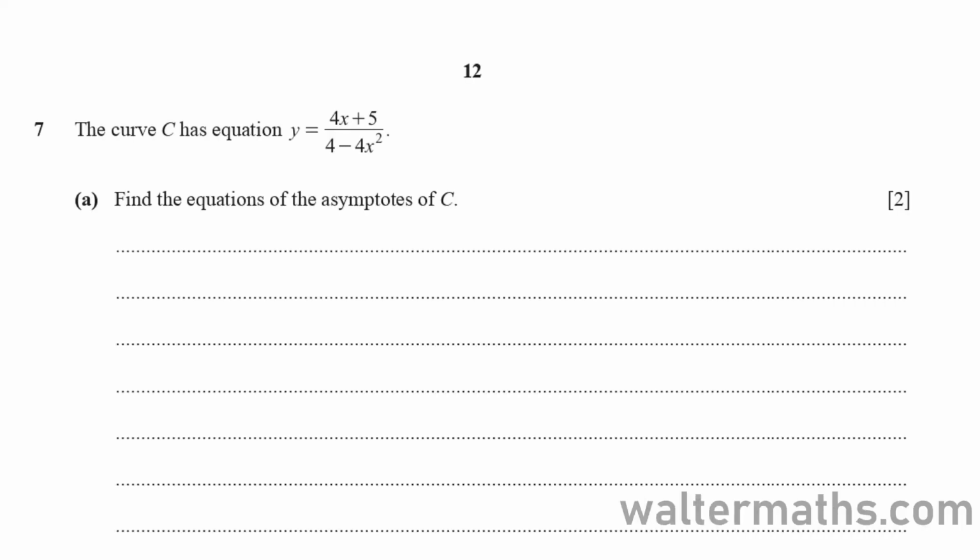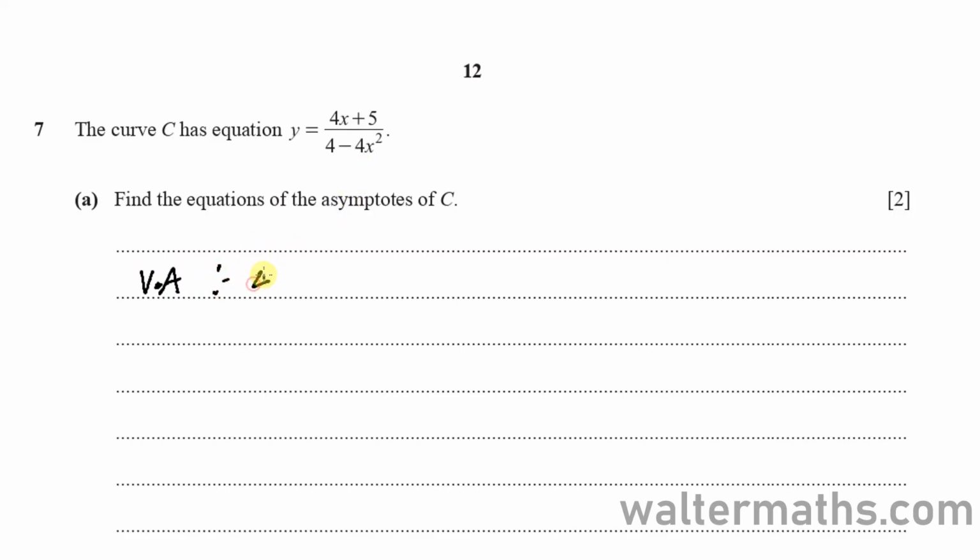Question number 7. The curve C has equation y is equal to 4x plus 5 over 4 minus 4x squared. On A, find the equations of the asymptotes of C. So here we are going to start with the vertical asymptote. For the vertical asymptote, we are going to equate the denominator to 0.